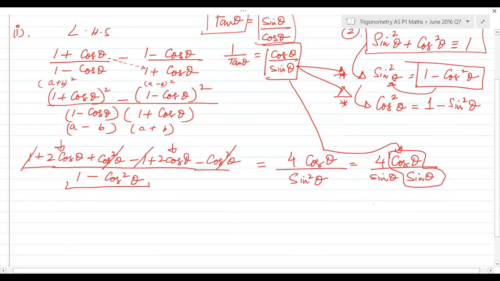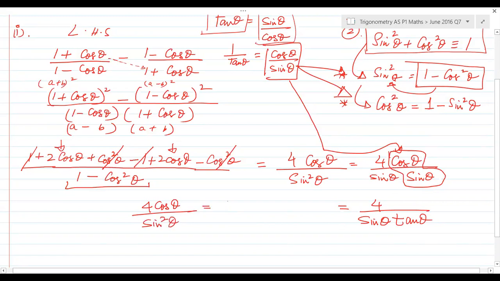So I get this as 4 over sine theta. I already have one sine theta left. The other sine theta is used with cos theta over sine theta to get 1 over tan theta. So basically what I've done is, if I break my numerator up, I can write it like this: 4 cos theta over sine squared theta.